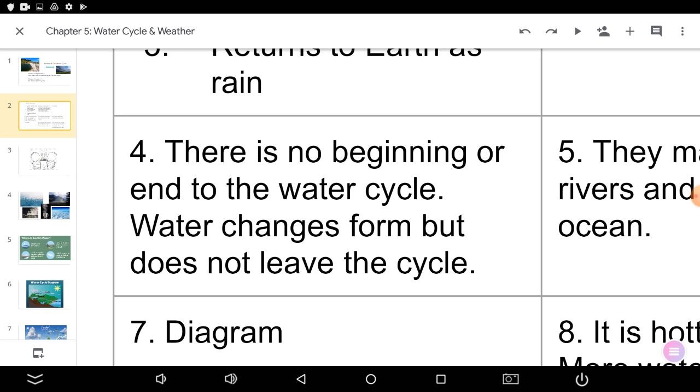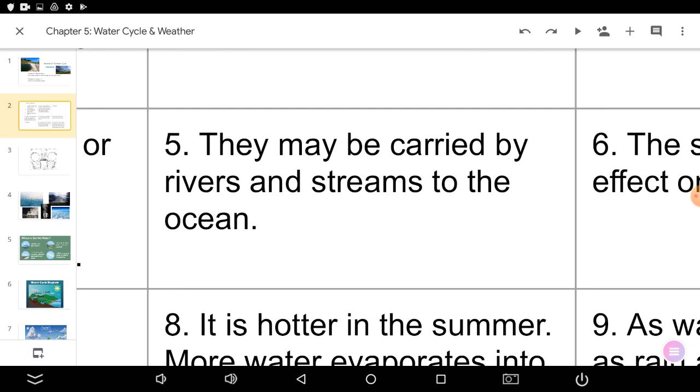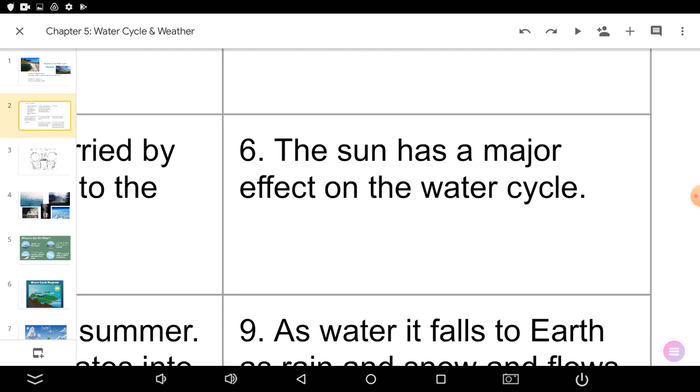Number 5, that was number 5. There you go. They may be carried by rivers and streams to the ocean. Number 6 is on page 208. For 6, you were just supposed to circle and underline. The sun has a major effect on the water cycle, is what you should have circled. That was the first sentence in the first paragraph. Really, the rest of that paragraph are 2 details.